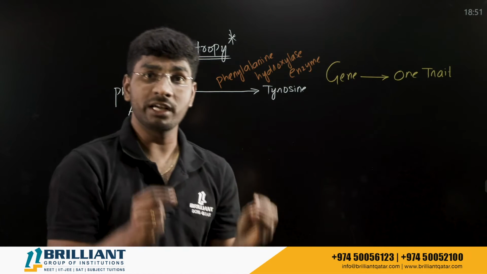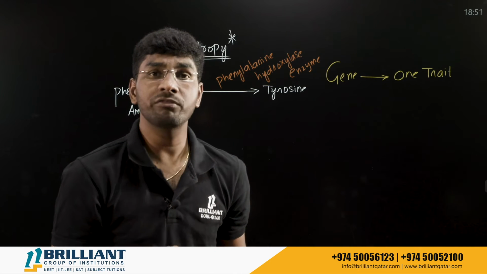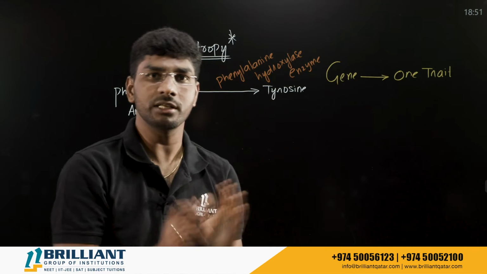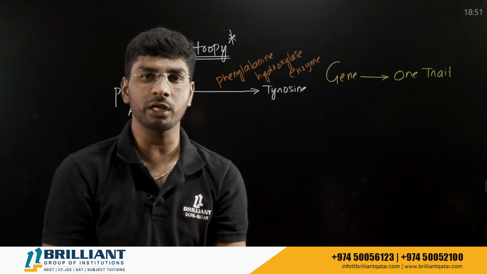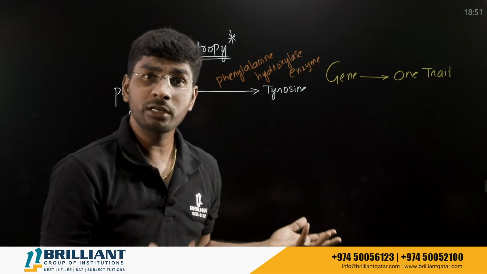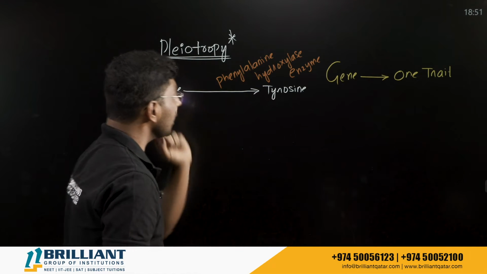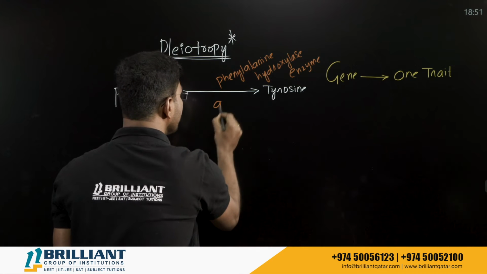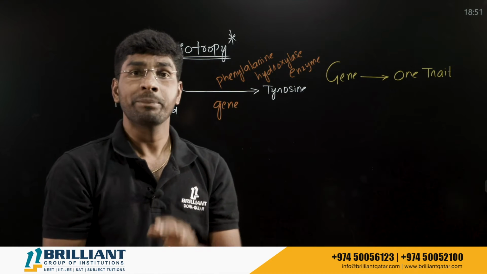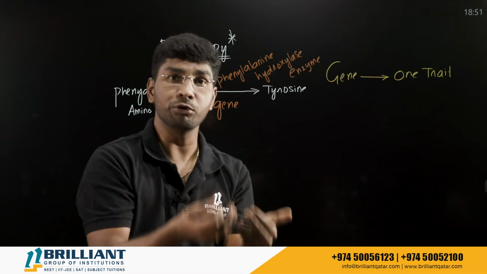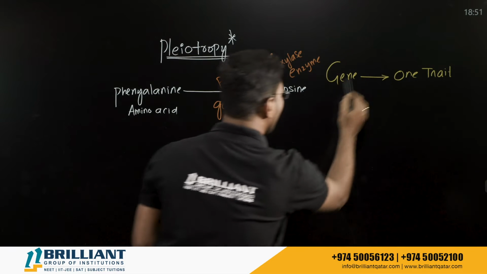We have already discussed this. Behind the synthesis of every protein, what is there? DNA or gene is there. Gene undergoes transcription to form mRNA, and mRNA undergoes translation to form protein. These enzymes are chemically proteins made up of amino acids. Behind the synthesis of phenylalanine hydroxylase enzyme, there is a gene or DNA. If this gene undergoes mutation, before that, let me explain the importance of this tyrosine amino acid.